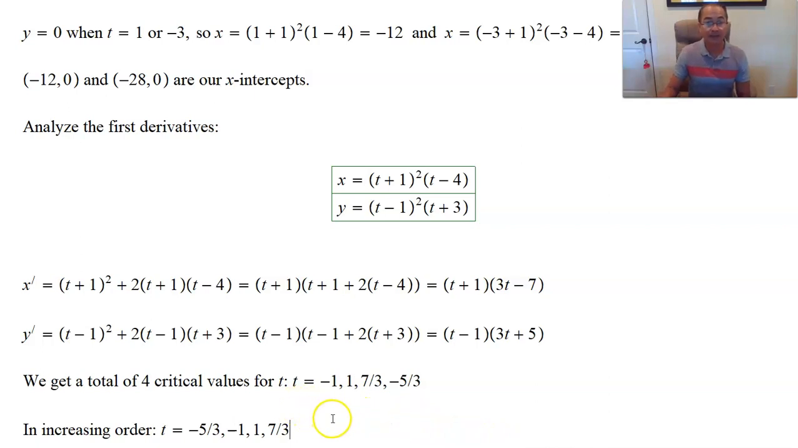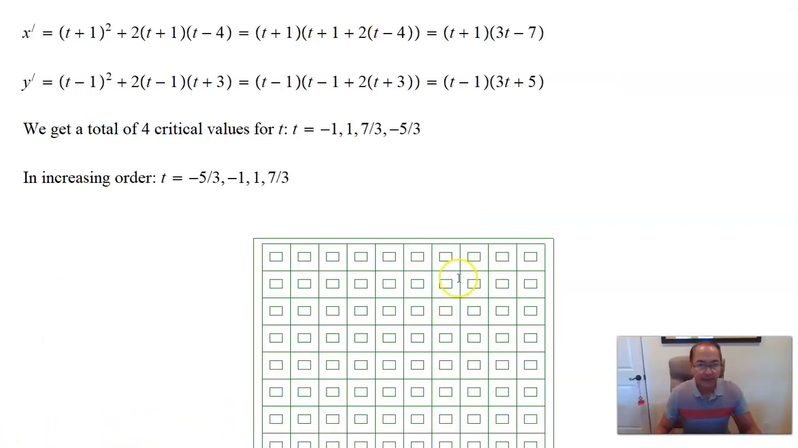Okay? All right, so we are going to make another chart, but this time it's going to be a sign analysis chart. Okay, so let me make a table. All right, so here is a tentative table. I might have to add columns or rows. Let's see how this goes.